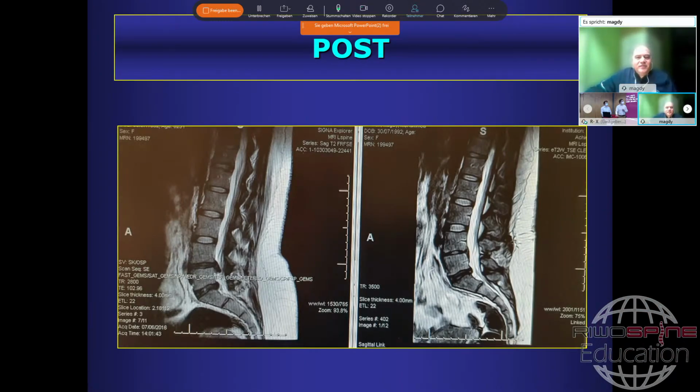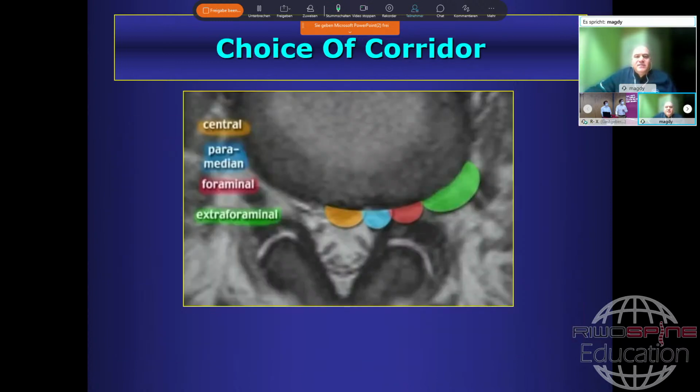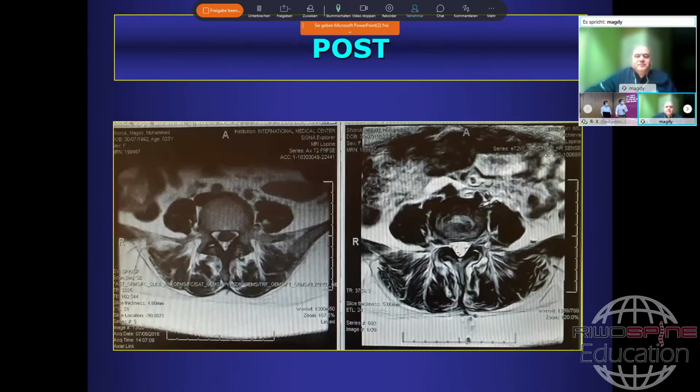This is the postoperative, and excellent postoperative, and she is very happy. And I'm very happy that I was not obliged to do fusion, because you see the disc of L5-S1 is not 100% healthy, which means that in a few years she will come again for another fusion at L5-S1. Yes, next case, please. This is the postoperative.